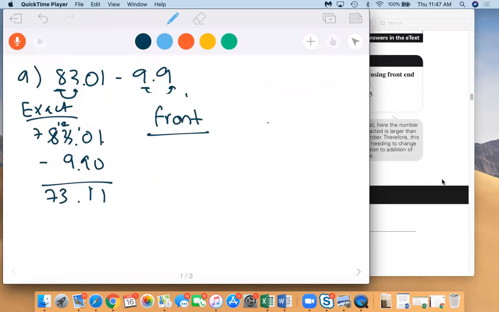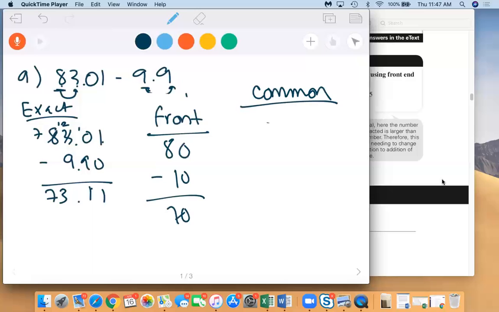All right, so front end, we look at the 8. That 3 rounds it down to 80. That 9 gets rounded up to 10. So that gives us 70. That front end is 70. So 73 is very close to 70. Let's do common place.